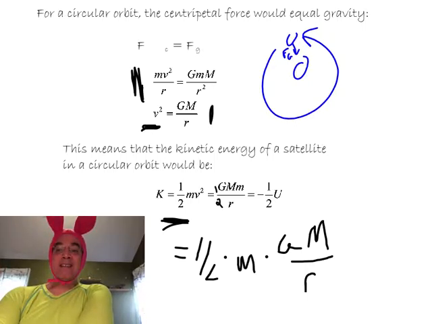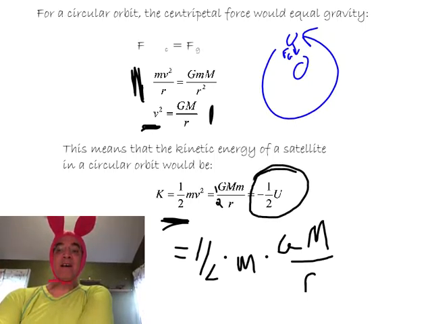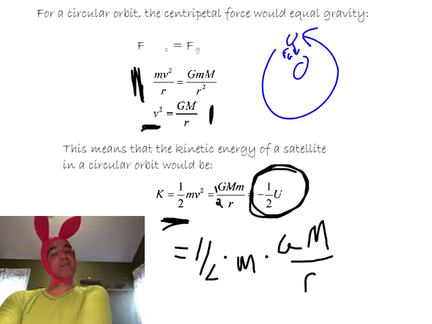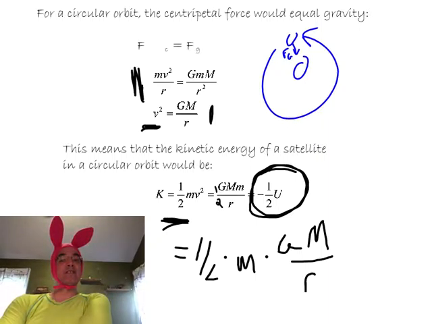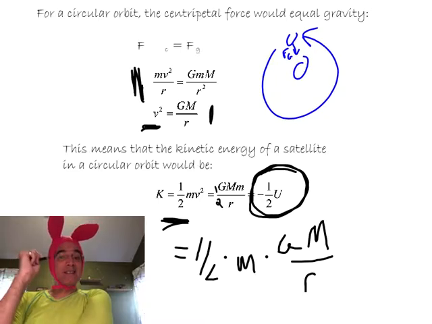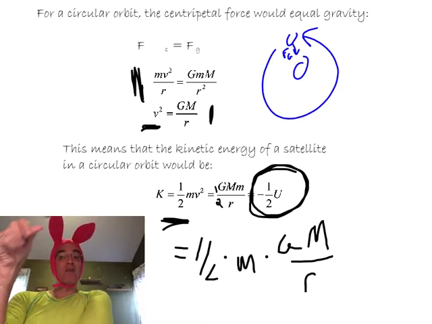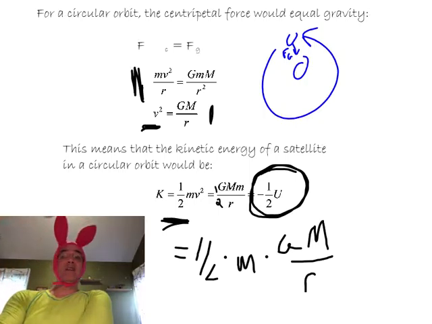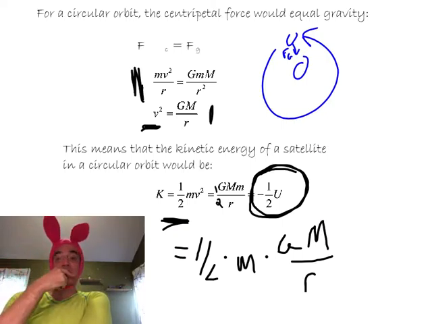That means that it's just half of the potential energy. Because remember, potential energy is G m1 m2 over r, negative, and so we have to put a negative in there. And that's a little weird, right? That means that the kinetic energy of any planet going around the sun or a satellite around the Earth is always exactly half as much as its potential energy.